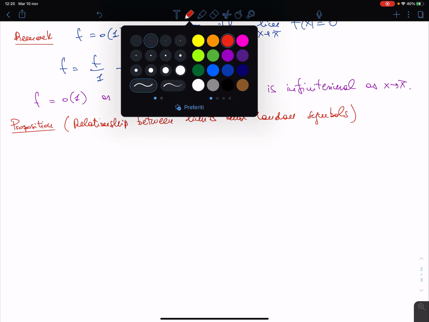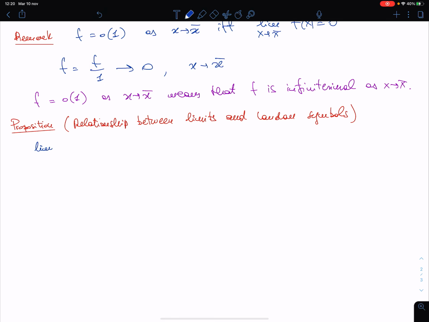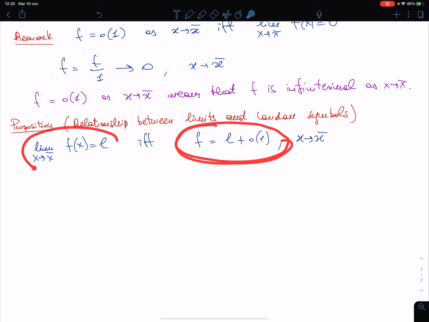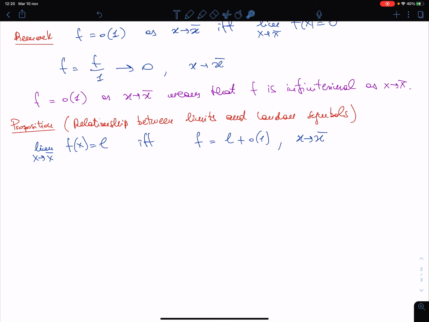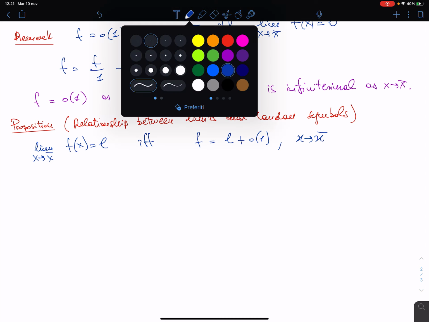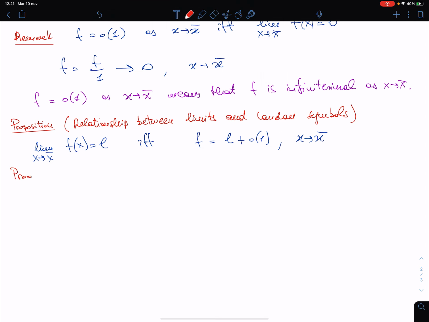So the proposition says very simply that the limit for x going to x bar of f of x is equal to L if and only if f is equal to L plus little o of 1 as x goes to x bar. So I'm saying that this writing is completely equivalent to this. So in the future, I will often use this writing instead of this. Just a language, but it is another point of view. Limit is something that gives you a number, and saying that f is equal to the limit plus something negligible. So this is an if and only if, so the proof will consist of two parts.